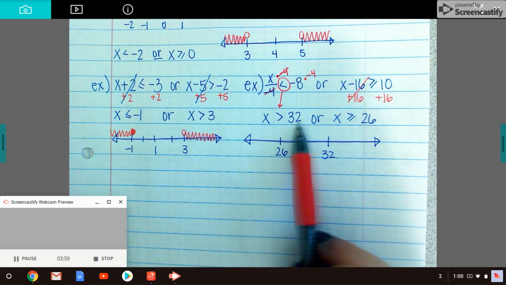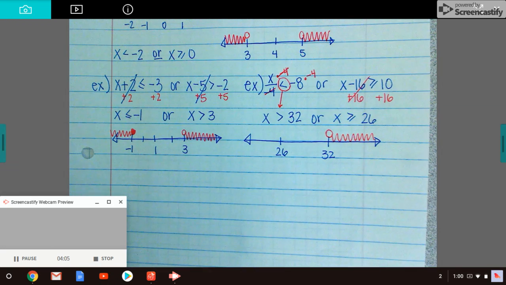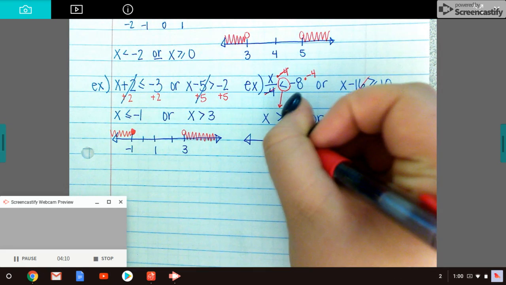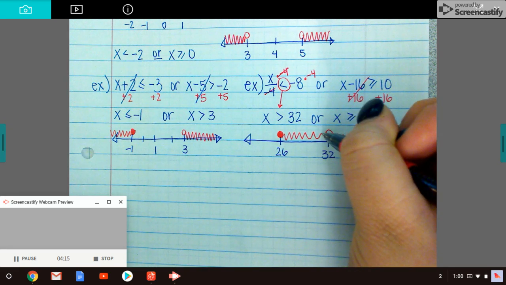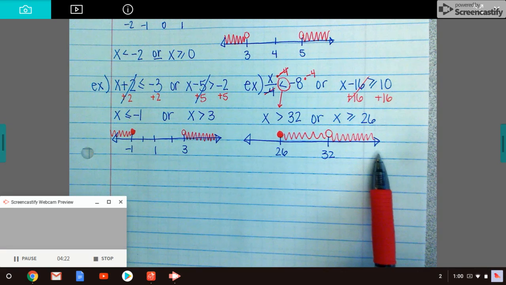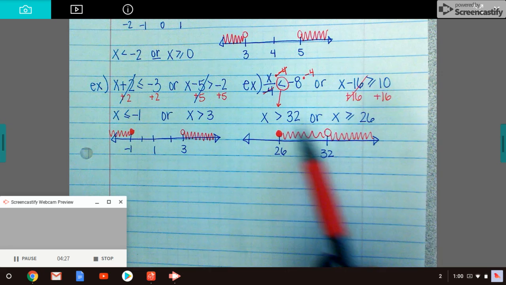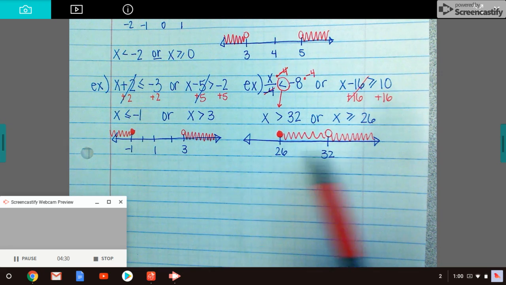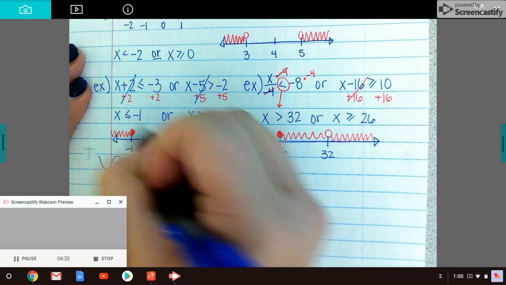The first one says x is greater than 32. So open dot, shade to the right. And the next one is x is greater than or equal to 26. So closed dot at 26 and shade to the right. But look at this point. When we get to this point, we already shaded to the right of 32. So this inequality is actually shaded greater than or equal to 26. But this piece is important because x can't be equal to 32. So this one looks a little bit different, but that is also a possibility. So those are all our statements that include or.